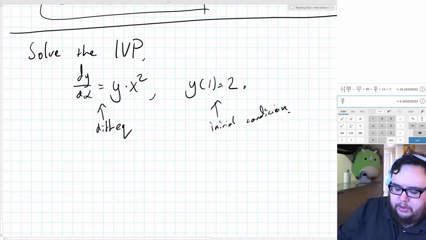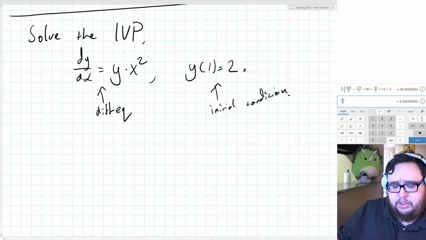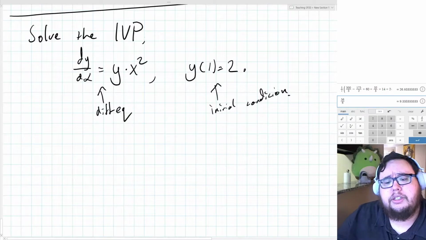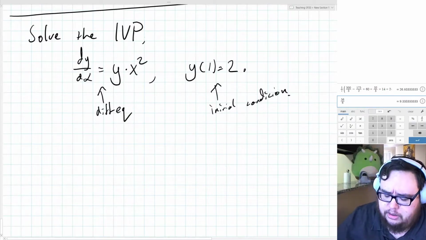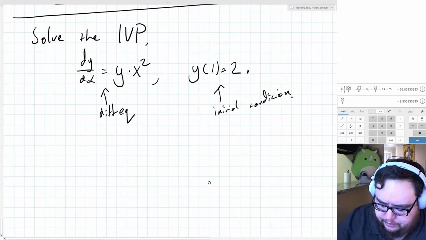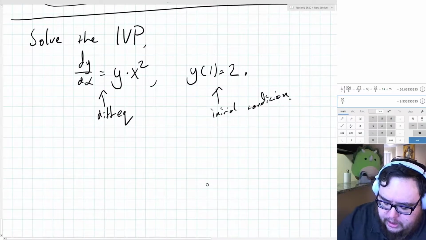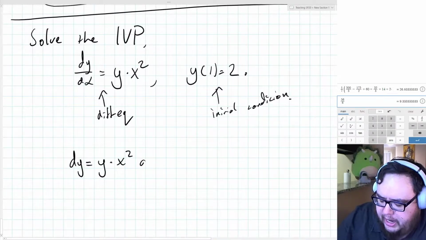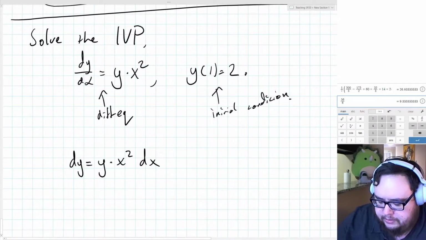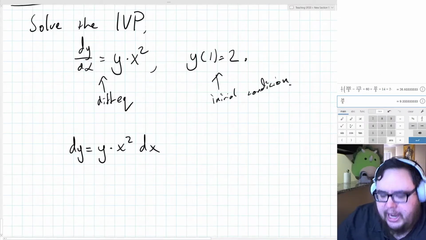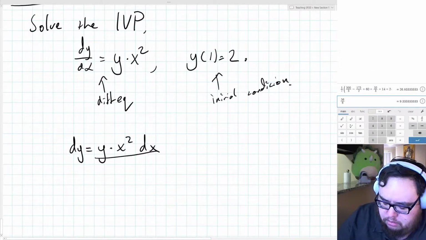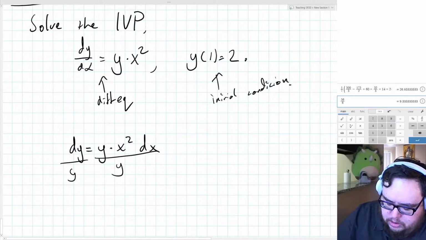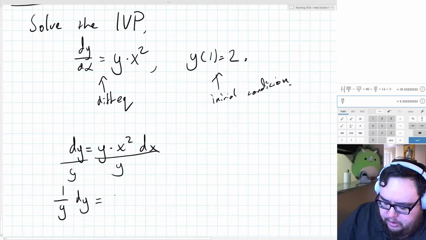The first step for solving the IVP is that it's a separable differential equation. Let's separate and then integrate. Usually the first thing I do is rewrite it as dy is equal to y times x squared dx. I just move the dx over. Then we divide both sides by y, so we get 1 over y dy is equal to x squared dx.